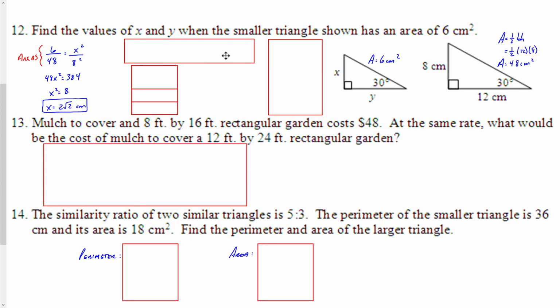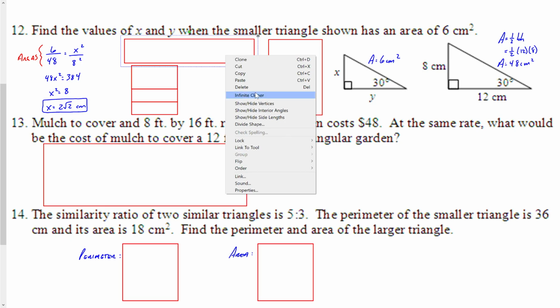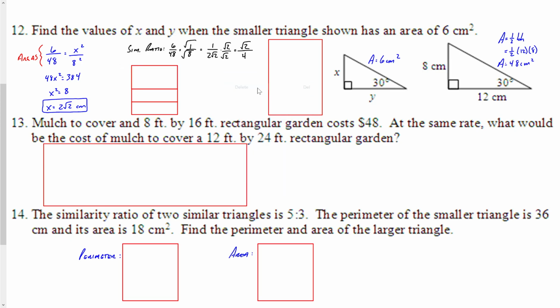A second option would be to find the similarity ratio. The way that you would do that would be similar to what we just did in numbers 10 and 11. We have the two areas of these, so what we could do is set those up in a ratio, reduce them, take the square root, and then rationalize, and finally at the end of this, we would figure out that our similarity ratio is the square root of 2 over 4.